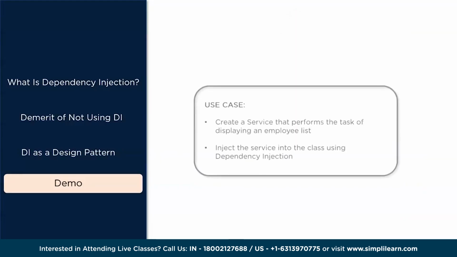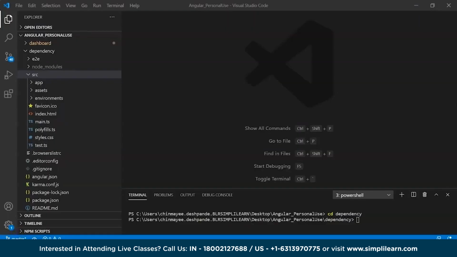With the same thought, what I'm going to be doing is I'll be creating a service that performs the task of displaying an employee list. Later, we're going to inject this service into the class using dependency injection. So let's head to our Visual Studio Code for the demonstration. Alright, so as discussed, I'll have to first create a component that displays a button for the employee, and then I have to create a service class and inject it into my component. Now this service holds the employee details such as name, employee ID, email ID, etc.